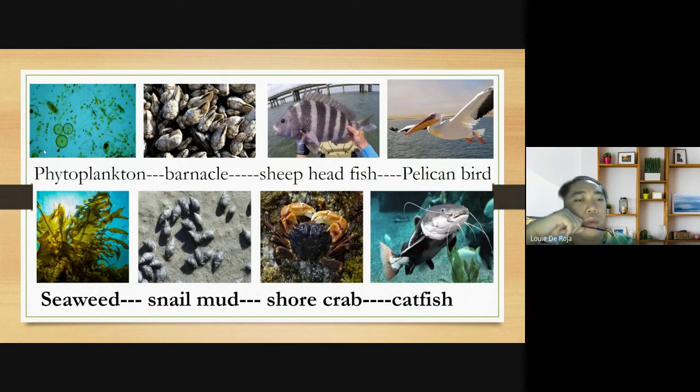Or seaweed kinain ng snail mud. And then yung snail mud kinain ng shore crab. And yung shore crab kinain ng catfish. So ganun po yung food chain or food web. So lahat ay connected. Kumbaga, yung isa ay pwedeng pagkain ng isang organism or ng ibang organism pa.